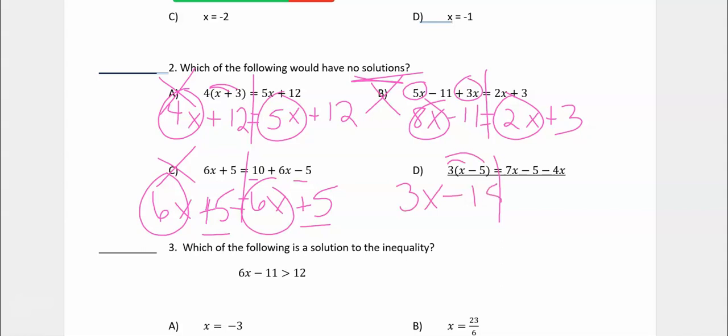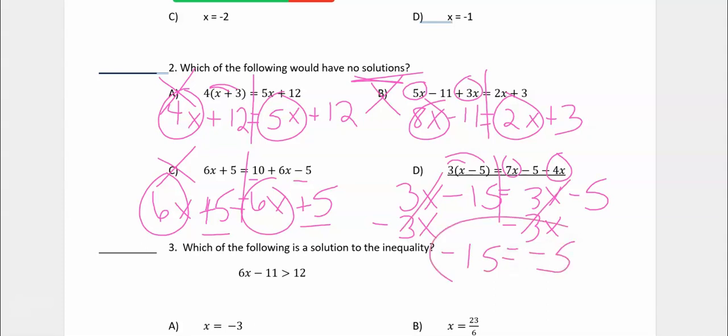3x minus 15. 7 minus 4 is 3x, and then there's that minus 5. So now when I go to get the x's together and subtract them from both sides, the equation looks like negative 15 equals negative 5, which is not true. So D has no solution.